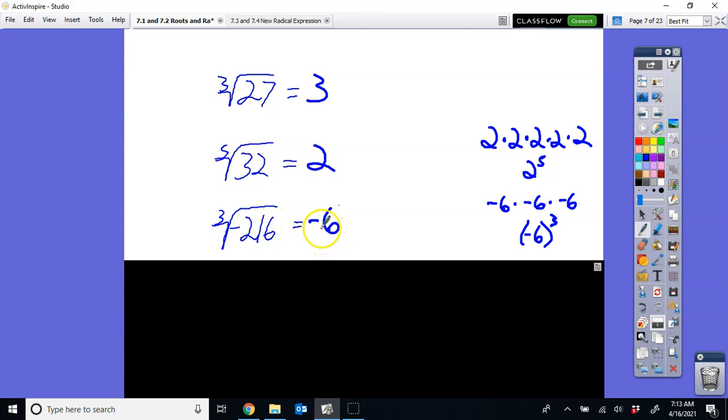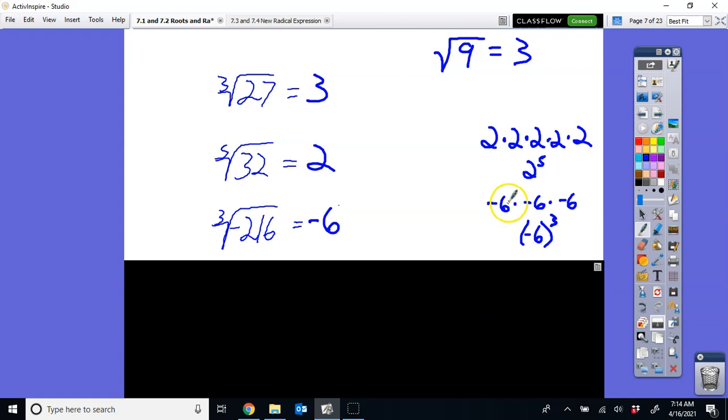So with these higher degrees of roots, this little index number is telling me what I'm looking for as far as an exponent, or times itself that many times. Just like a square root, like we did earlier, the square root of 9 is 3 because 3 times 3 gives me 9, or 3 squared gives me 9. It's asking me for a square root. Now, some of you are probably going to put a little 2 right here when you're thinking about square roots, and that's fine. It's not wrong. It's just not needed.